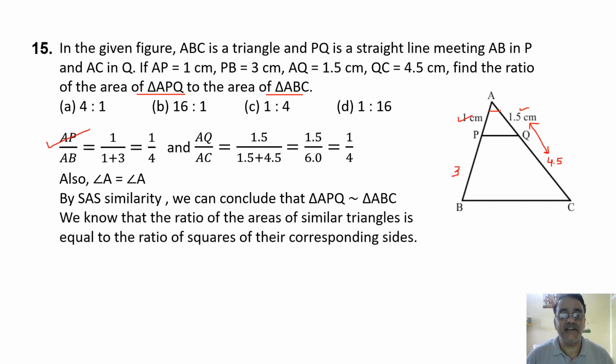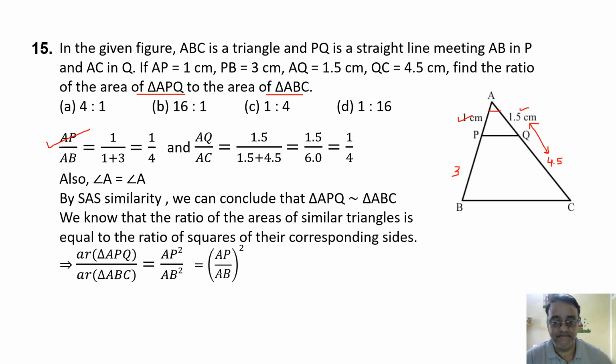That is, the ratio of areas of two similar triangles is equal to the ratio of the square of their corresponding sides. So area of triangle APQ upon area of triangle ABC is equal to AP square upon AB square. AP upon AB whole square ले लेंगे इसको. Now this is 1 and this is 4. So 1 by 4 whole square कितना होगा? 1 by 16. Which option is the correct one? Option D.